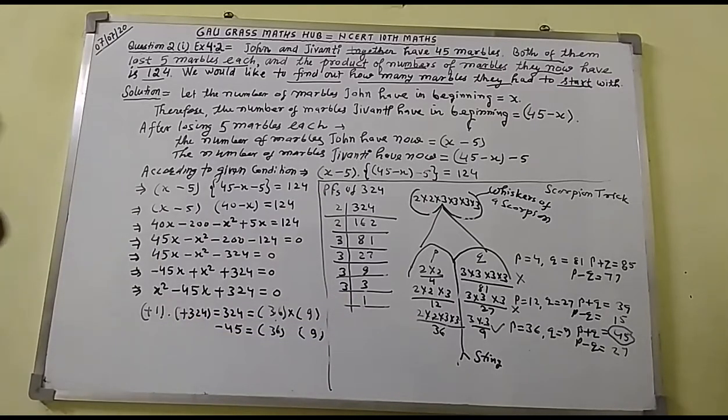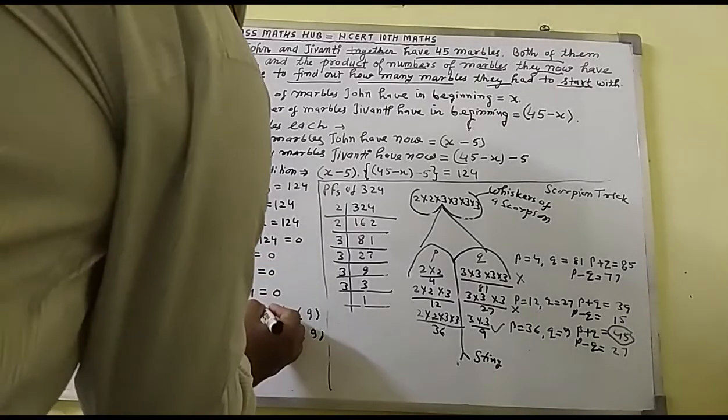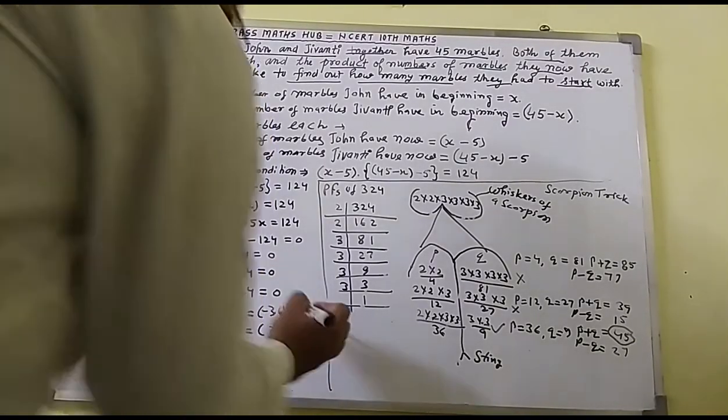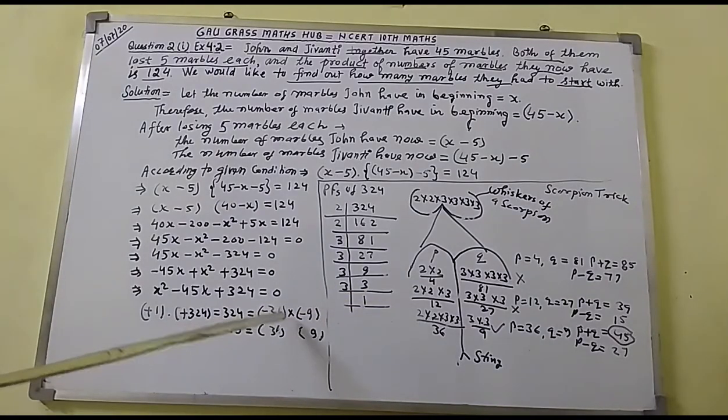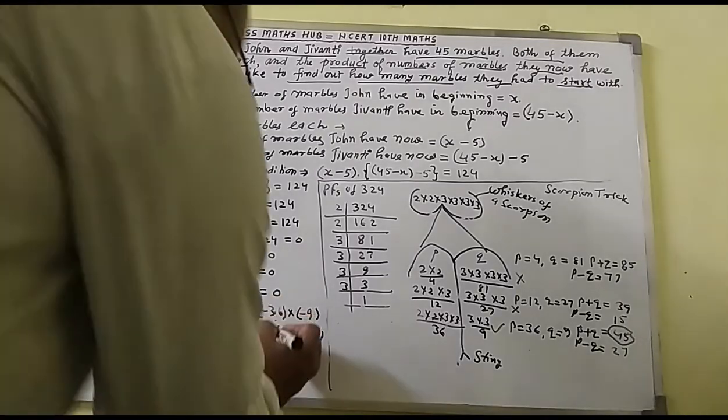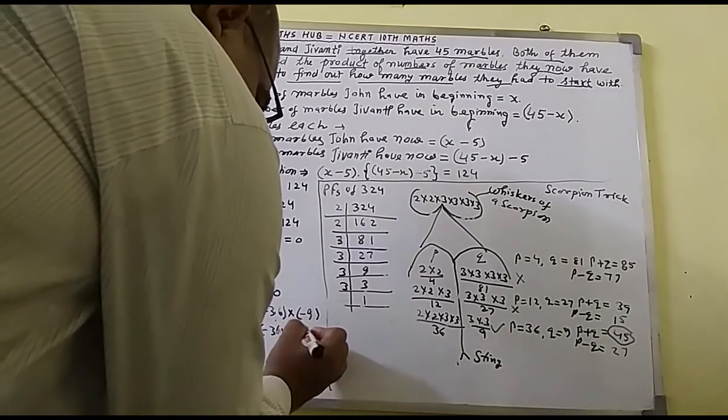What will we do next? Just tally the things here. Here minus 45 is there. If you add, you will get 45, but the minus sign is there. Just adjust it like this. If you put minus here and multiply, 36 multiplied by 9 will give you 324. Minus times minus gives plus. Now write 36 with minus, and write minus 9.